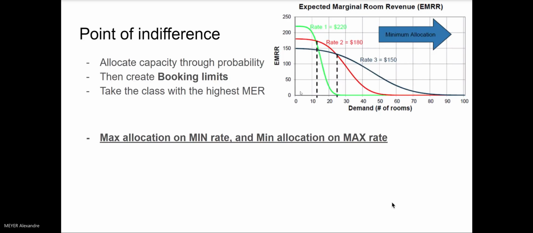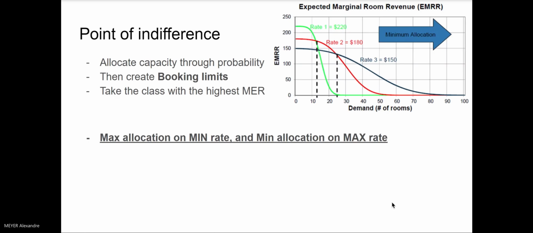So here you actually have 2 intersects with the 3 rates. So here, if you look at the first rate, eventually the probability will go down below, and so your expected marginal room revenue goes below the mark of $180. So that means that around, I would say here in this graph, it's about 12. So after about 12 rooms, you are better off selling at the second rate, or $180, because if you multiply the rate by the probability, it's less than if you just sell it at this rate. And again, the same principle for the third rate. So you always take the class or the curve that's above the highest marginal expected revenue.